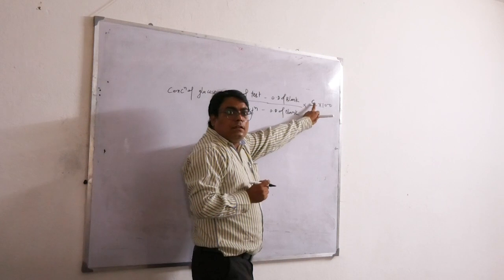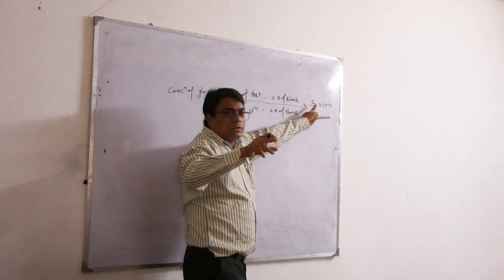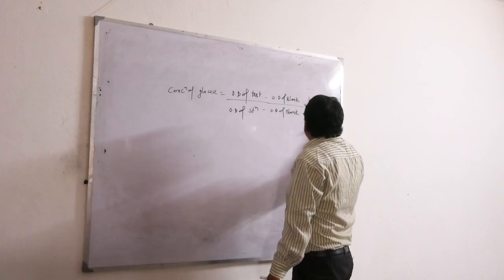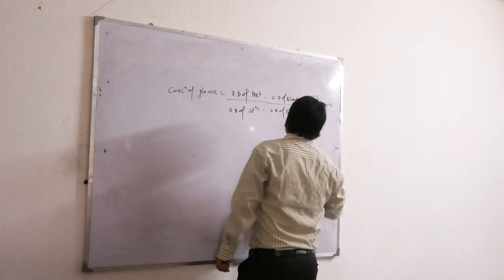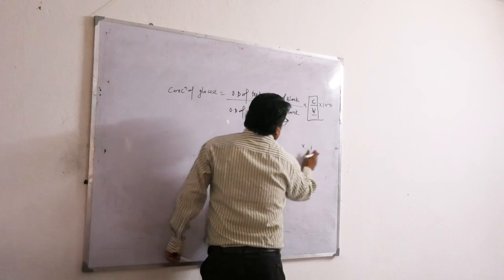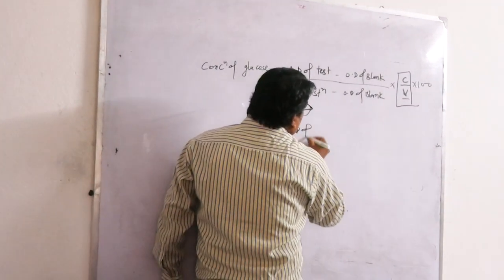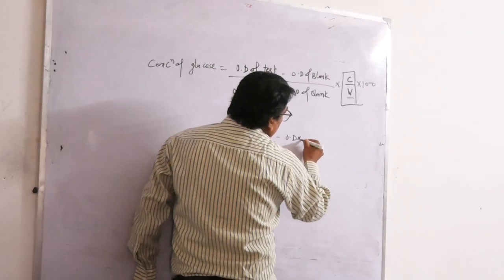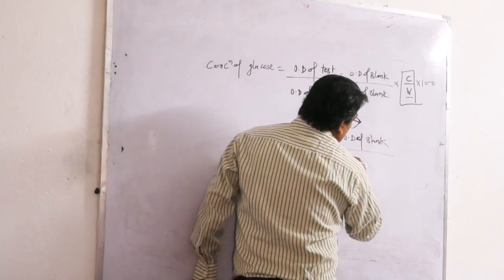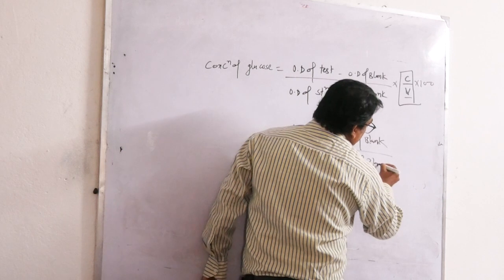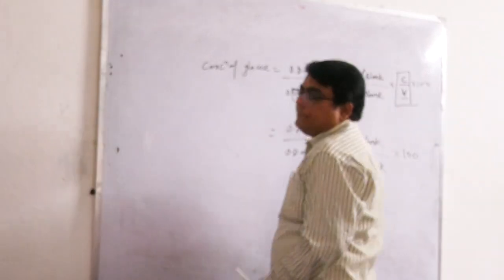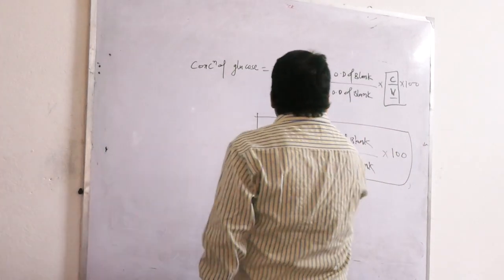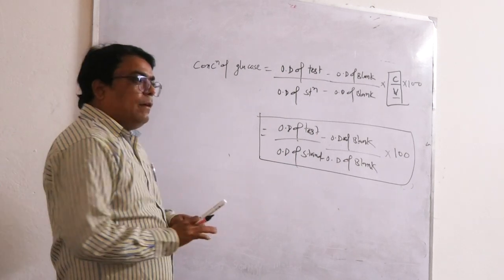C upon V into 100. What is C? Concentration of the standard solution. And V is the volume of sample. For this factor, we directly put 1. The formula which we directly get here is OD of test upon OD of standard minus OD of blank, multiplied by 100. This is the final calculation formula for blood glucose.